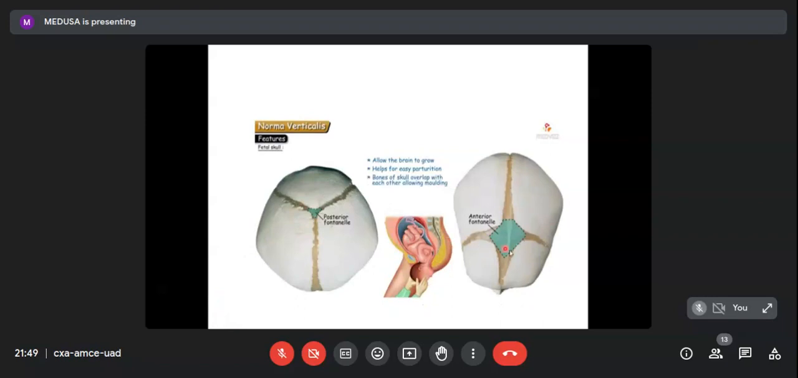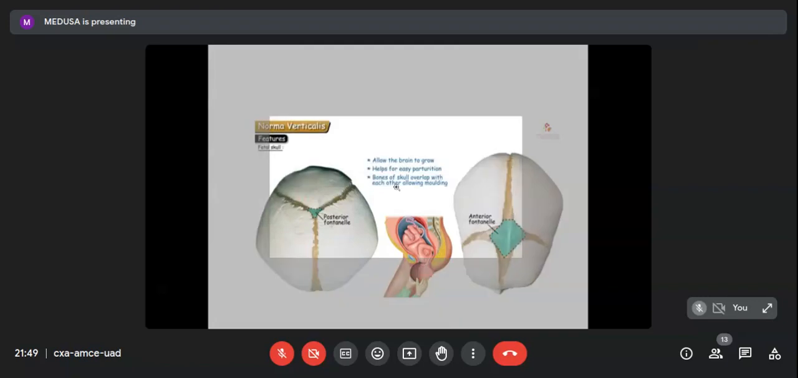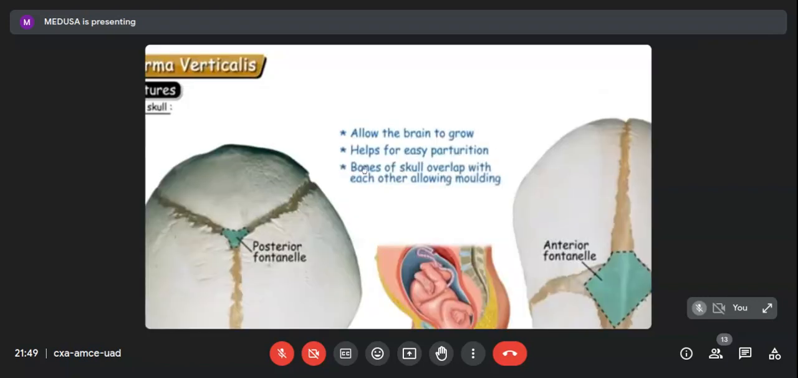Right, the importance of these sutures and the fontanelles in the fetal skull. Number one, it allows the brain to grow. Embryologically, we learned that the brain grows at a faster rate, so it allows the brain to grow. That's the first important point. Let me try to see if I can write. So the first point, you should know that they allow the brain to grow.